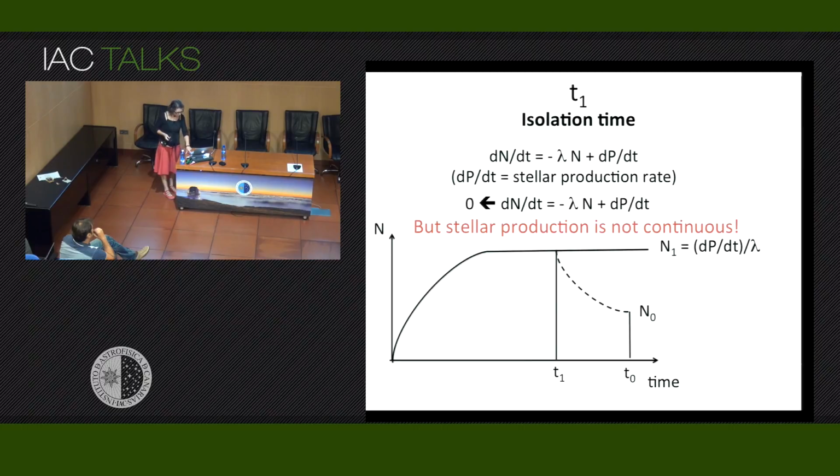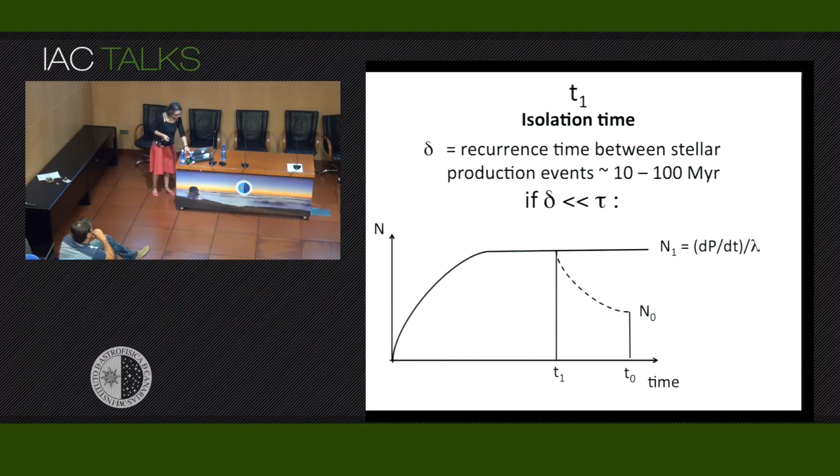But we have a problem with this, because the production of stars is not continuous. Here I'm putting a dP over dt as if stars continuously in time keep on producing these nuclei. But stars don't die continuously. We have discrete events. So there is a problem here. What we can introduce is a delta, which is a recurrence time between the stellar production events. By very simple analysis, one can derive that this could be something between 10 and 100 million years.